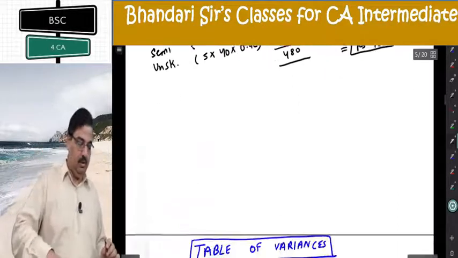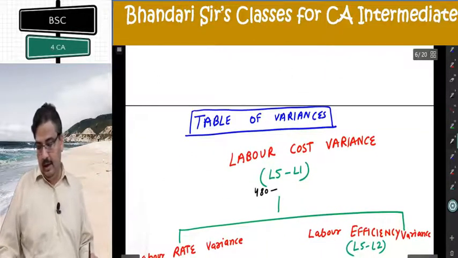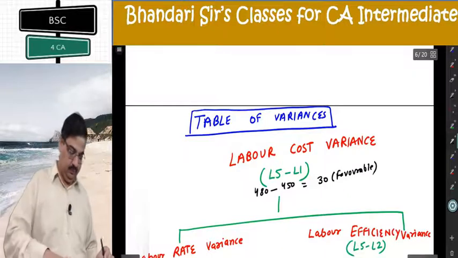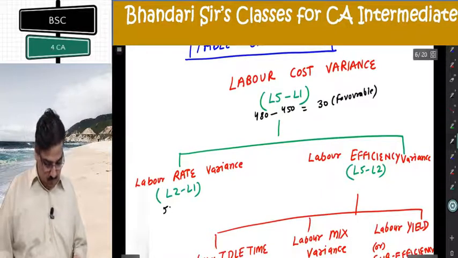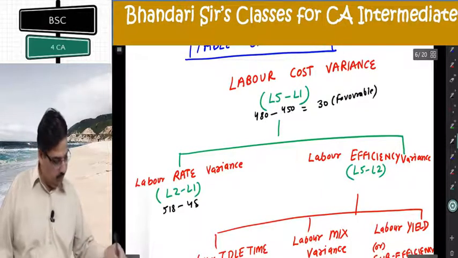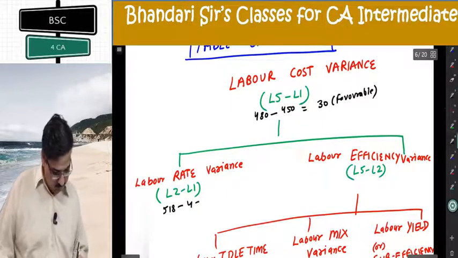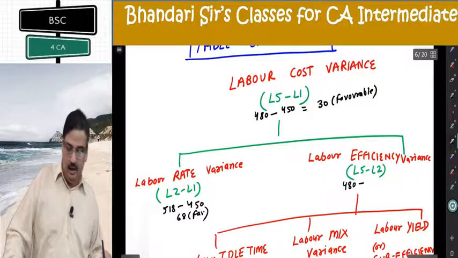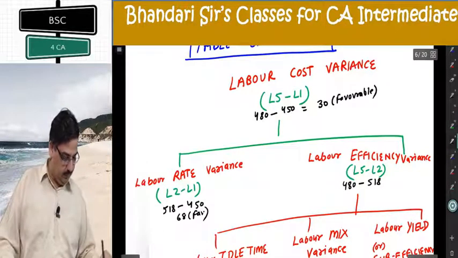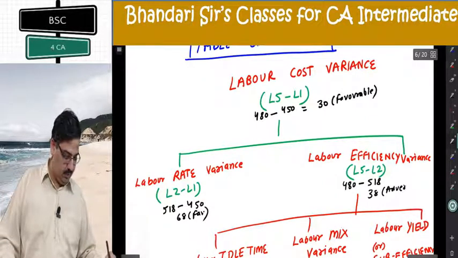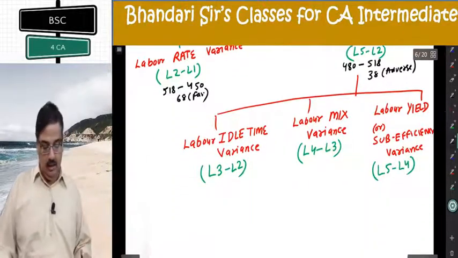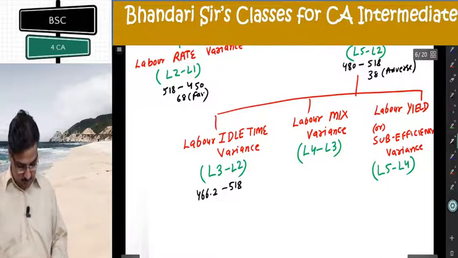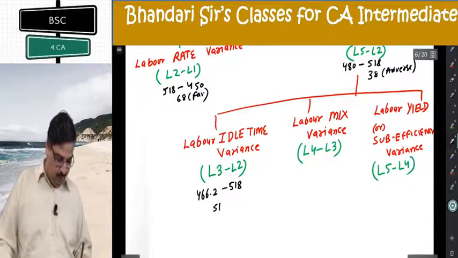Now we reach the steps in variances. 480 minus 450, 30 favorable. L2 minus L1, 518 minus 450, this is 68 favorable. L5 480 minus L2 518, 38 adverse. Idle time, L3 minus L2, 466.2 minus 518, adverse.